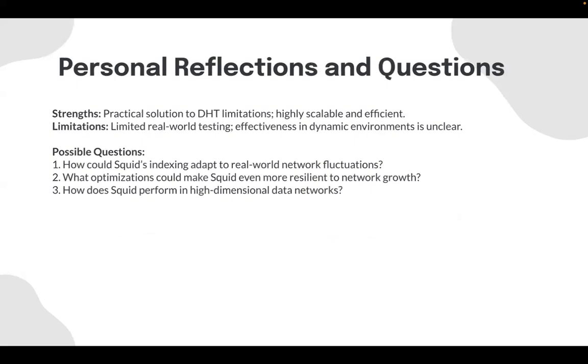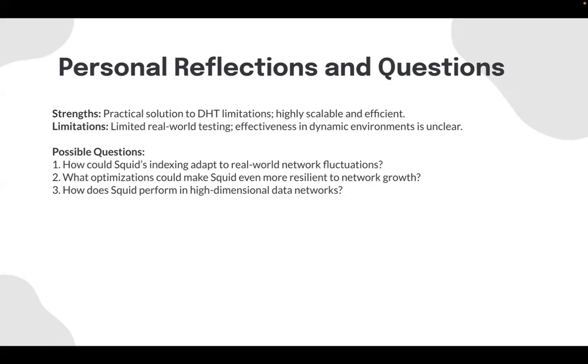As my personal opinion and possible questions, I really like this paper because it represented a practical solution to a significant limitation in traditional DHTs. And the paper takes a fresh approach by enabling flexible, efficient searching techniques. A possible limitation that Squid may have is that it was tested primarily theoretically, and it would be interesting to see how Squid performs in environments with fluctuating network loads or rapid node changes.